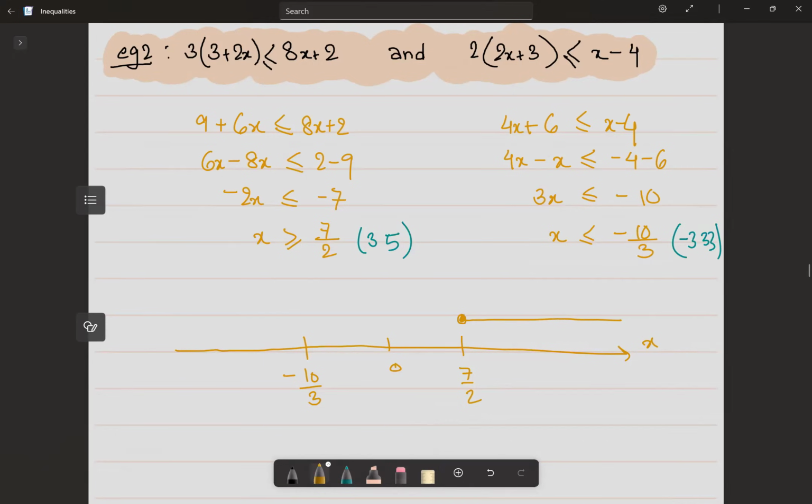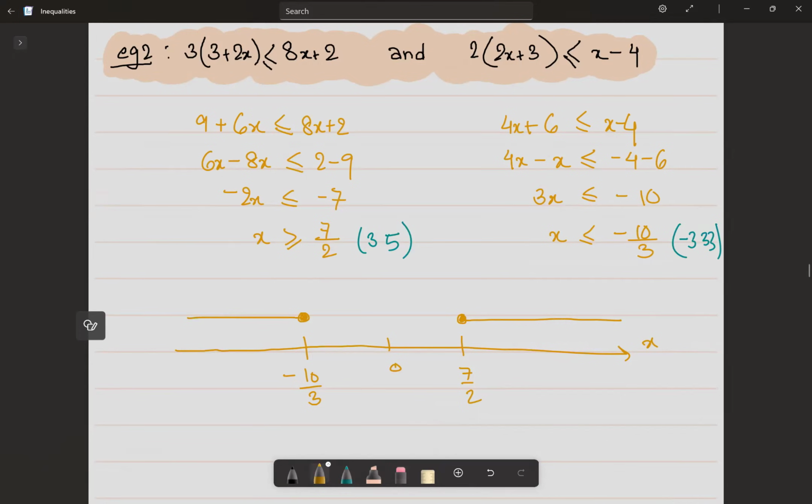Then for x is less than equals to minus 10 by 3. Minus 10 by 3 is the critical value. And we have less than equals to sign with it. So for equals to sign, we draw a filled circle. And then x is less than this value. So less means on the left side, we draw the line.